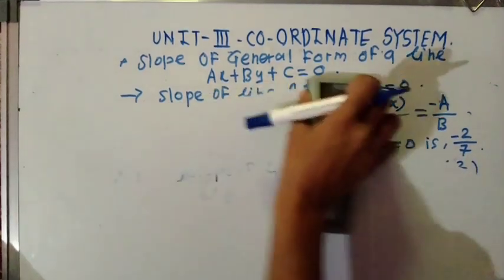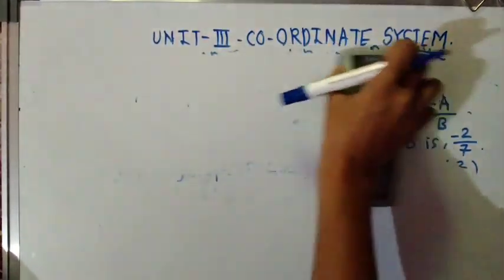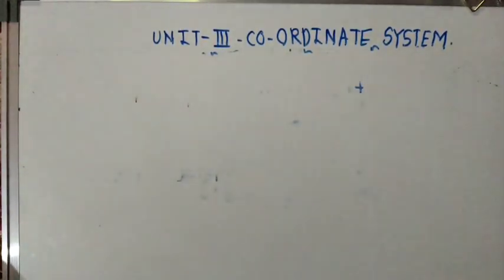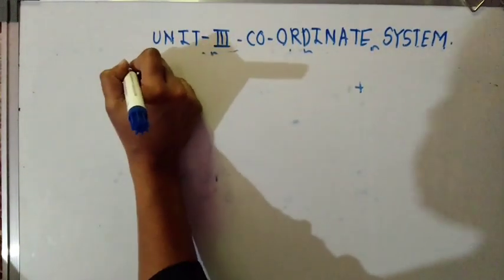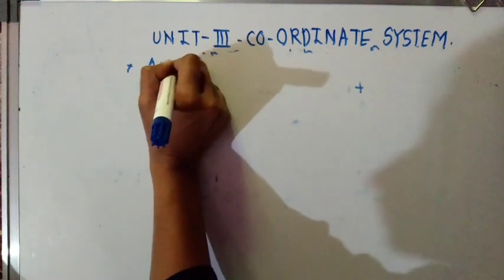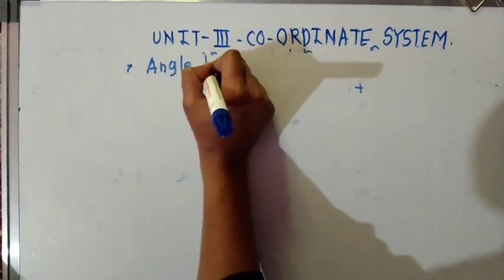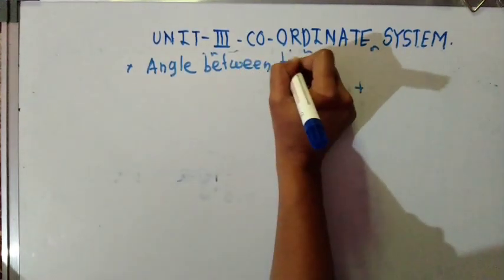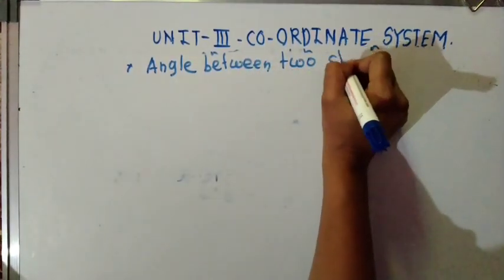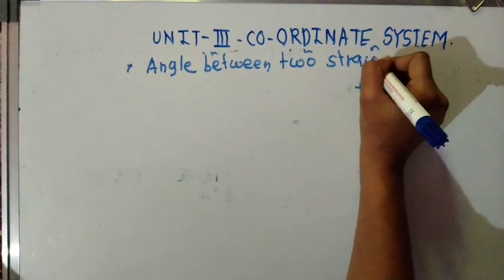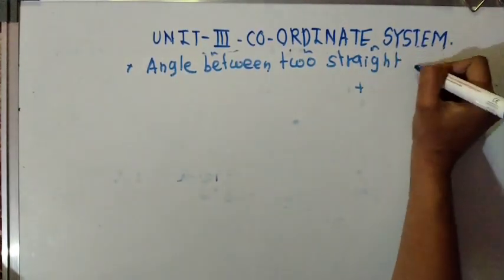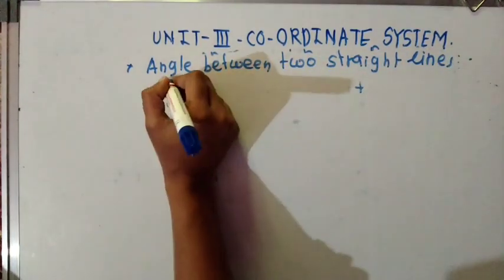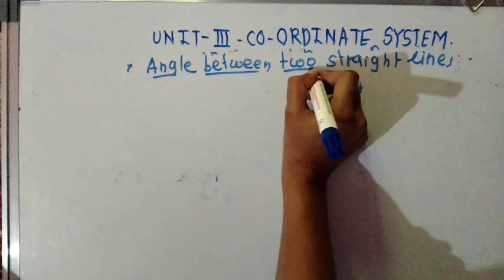Then we get the next theorem. The next point is the angle between two straight lines.